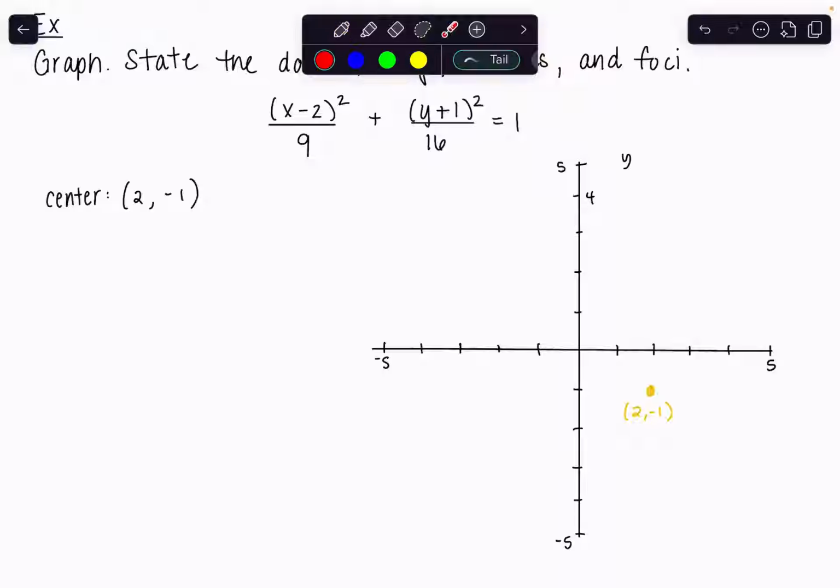Now, if I look at the two values underneath x and y, the larger value is under y, so our major axis is in the y direction. Okay. So all of the key important pieces of information are going to occur in the vertical direction. So to figure out what those vertices are, and then also to figure out where my other endpoints are, for the y, I'm going to move a distance of 4 to get those edge points.